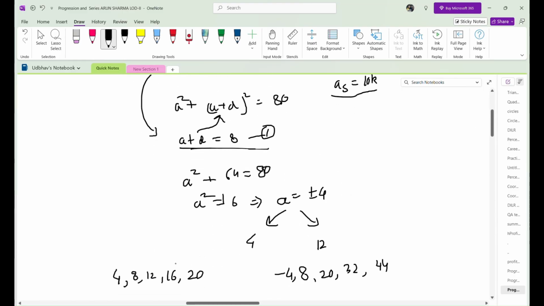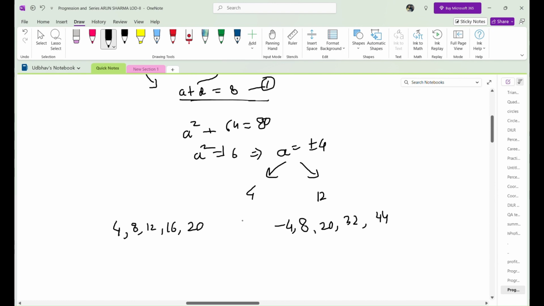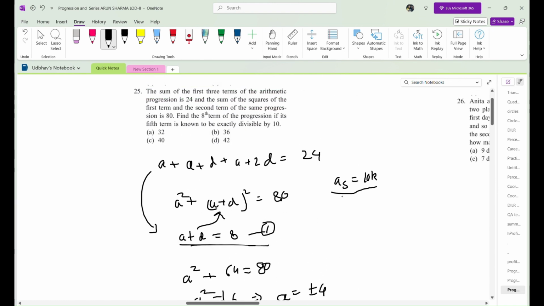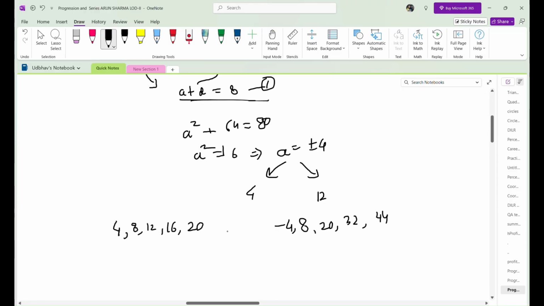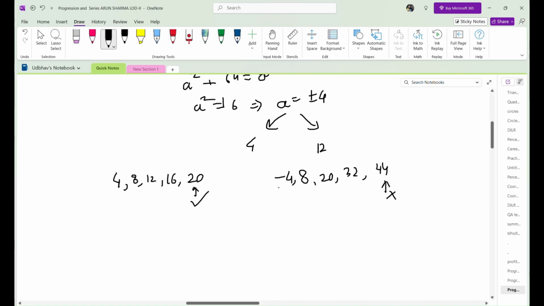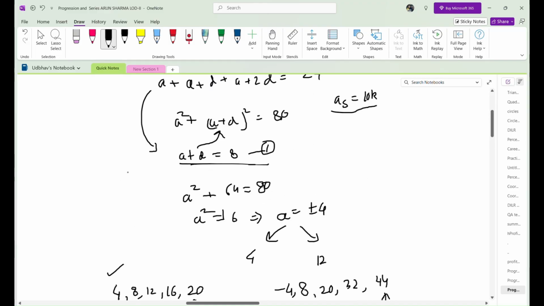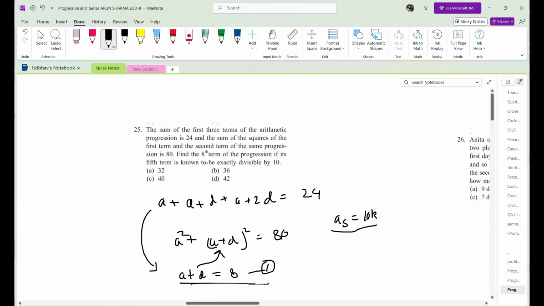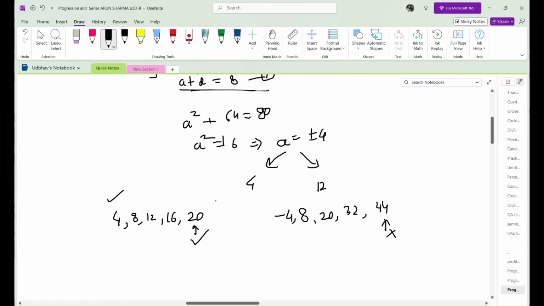So how can we see which one will be for our use case? We are given another condition: a5 is a multiple of 10. Here a5 is 20, and this is a multiple of 10, but here a5 is 44, which is not a multiple of 10. So using that condition, we choose the one that fits our use case.